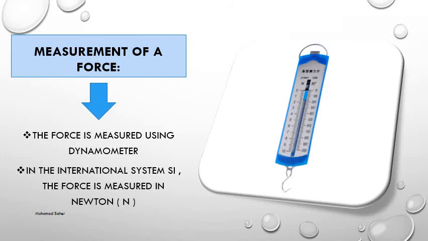And this figure shows to me the shape of this spring balance or dynamometer. The second point tells us that in the International System SI, the force is measured in Newton. So, as a result, the force is measured using dynamometer and it is expressed in Newton.